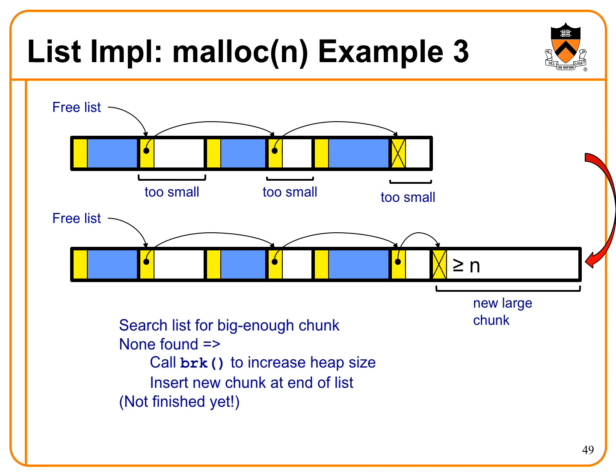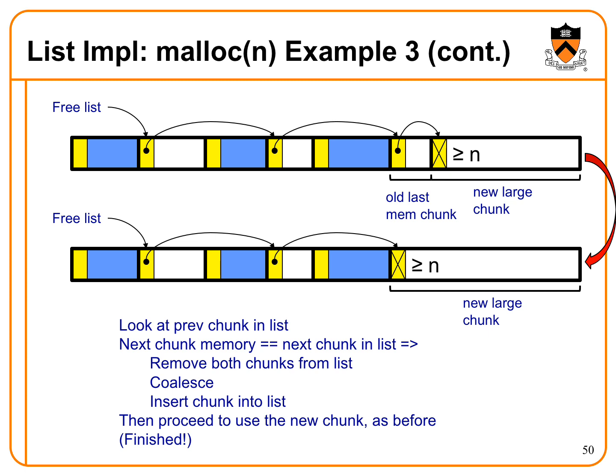In the third case, there's no chunk big enough. We search the entire list, come up empty, so we have to call break to go ask the OS to expand the heap. We put the new memory as a chunk at the end of the list. It has to be there, in fact, because it's stored in memory order, and we're always increasing the size of the heap here, so the memory address of the new memory will be bigger than any of our previous chunks. If the last chunk in the heap previously was free, we should combine it with the new chunk. This reduces external fragmentation.